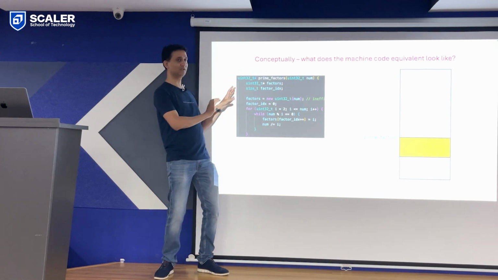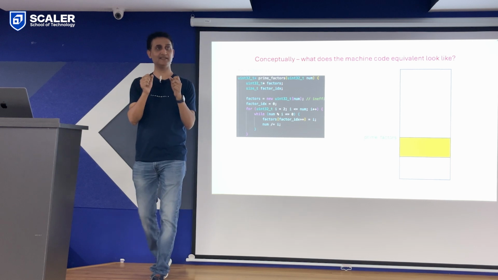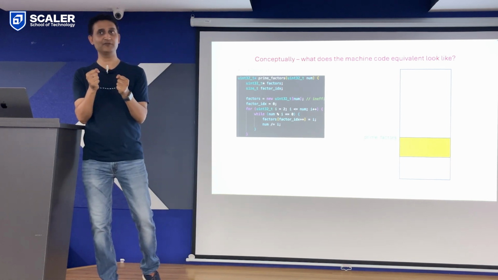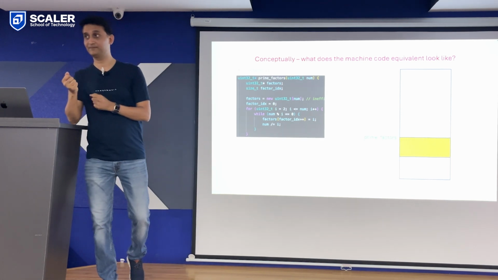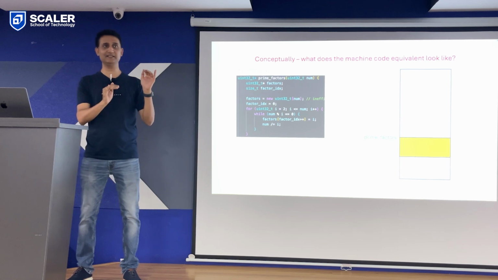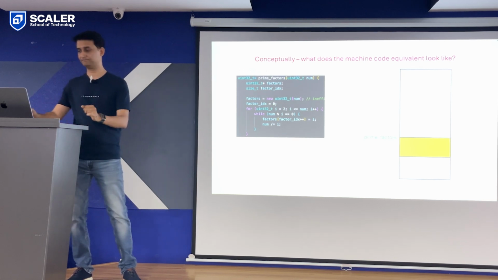Right? So we have a bunch of variables where the size is known at compile time and a bunch of variables where the size is not known at compile time. Make sense? So largely we can divide it in these 2 buckets. Okay.